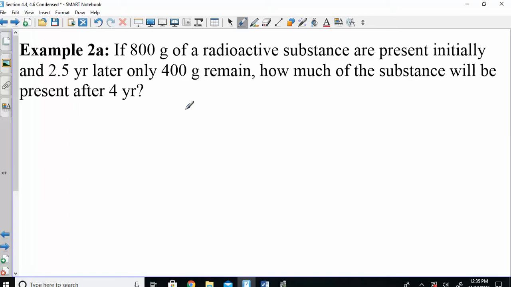If 800 grams of a radioactive substance are present initially, and 2.5 years later only 400 grams remain, how much of the substance will be present after 4 years? Okay, we're talking about exponential growth or decay. Is this one growing or decaying? Decaying. There's less over time. So here is our general formula.